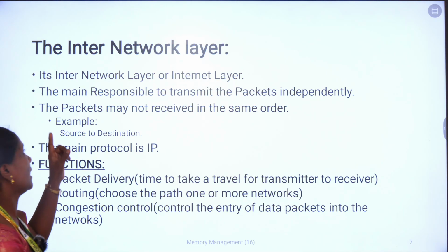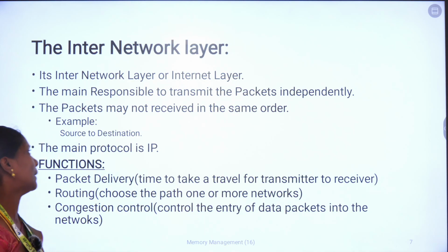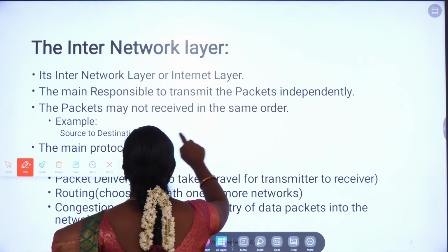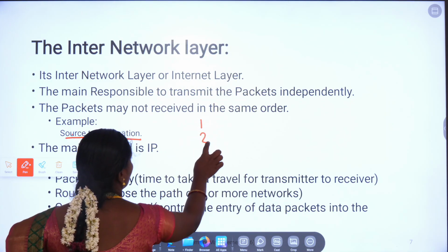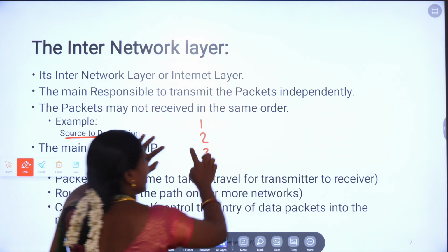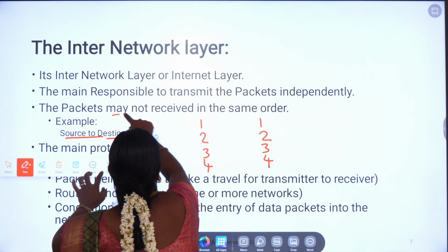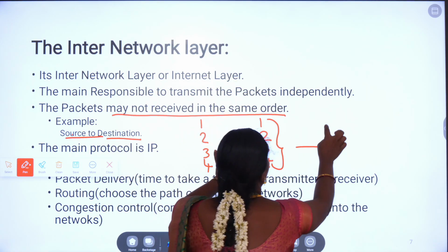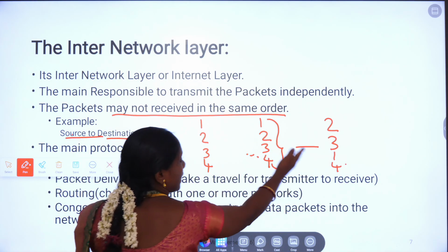Next, the second layer, the internetwork layer. This internetwork layer is also called the internet layer. It is mainly responsible for transmitting the packets independently, so packets may not be received in the same order. For example, we have a source and a destination. The source has a number of data packets 1, 2, 3, 4, and the destination also receives packets 1, 2, 3, 4, but they may not be received in the same order. The order will be changed on the receiver side, so maybe 2, 3, 1, 4. This is how data is transferred from source to destination.